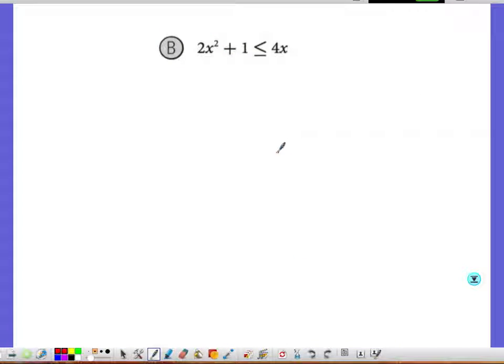Okay, let's do another example. Again, you want to put the equation to where we have one side so that one side is 0. So here we need to subtract 4x, and so what we get is 2x squared minus 4x plus 1 is less than or equal to 0.